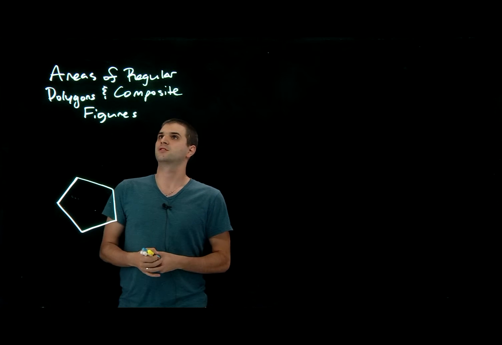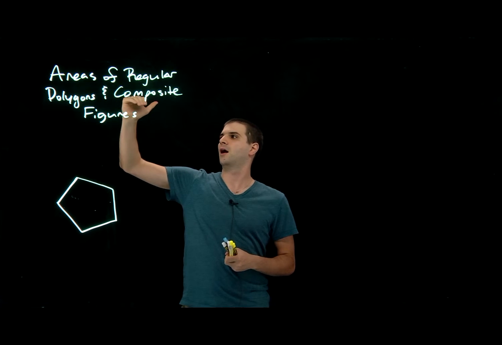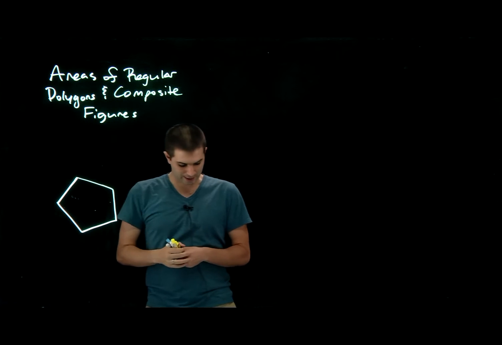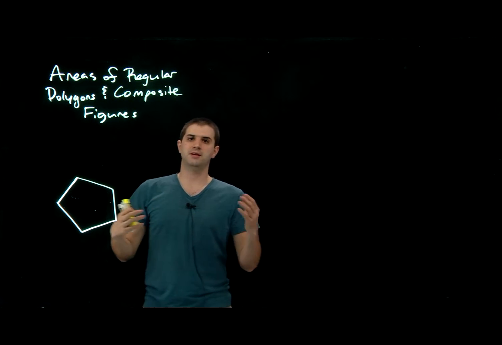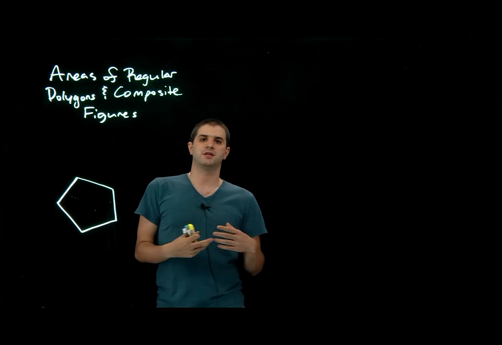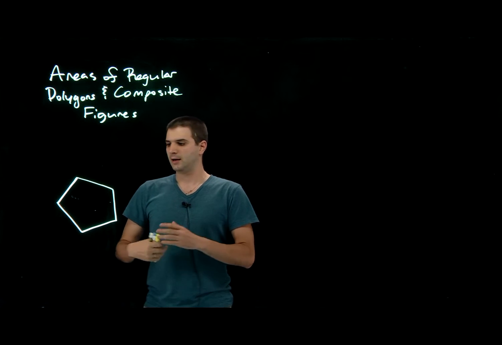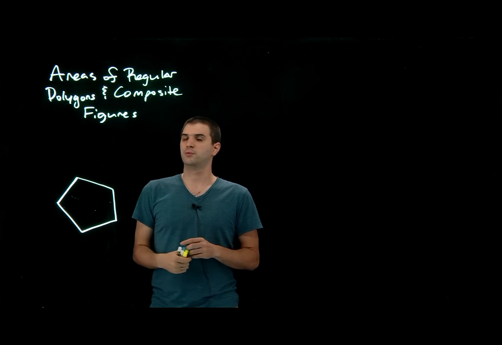Okay guys, in this chapter we're going to start areas of regular polygons and composite figures. And so this will start a big unit on area, surface area, volume, that kind of thing. But basically we're going to start with regular polygons.